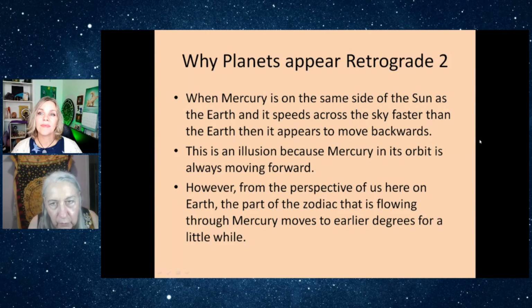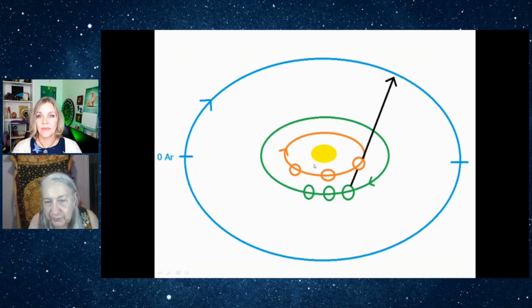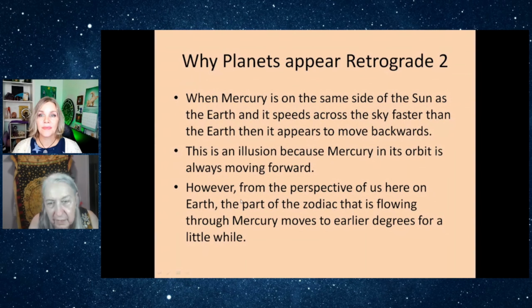Now, when Mercury's on the same side of the sun as the Earth, it speeds across the sky faster than the Earth, and then it appears to move backwards. This is an illusion because Mercury in its orbit is always moving forward. But from the perspective of us here on Earth, the part of the zodiac that's flowing through Mercury moves to earlier degrees for a little while.